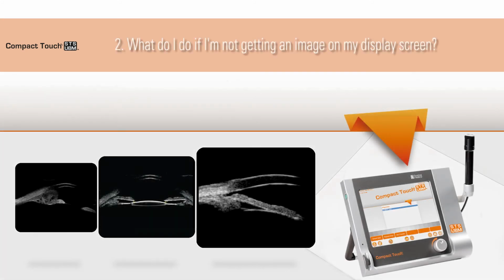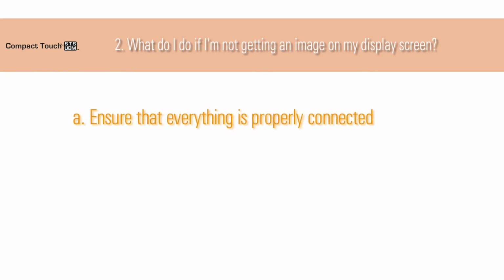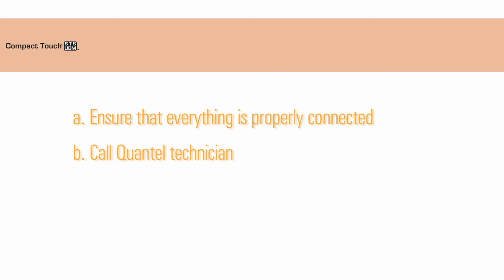2. What do I do if I'm not getting an image on my display screen? If the power turns on and you are able to print an image on the video printer, then the problem is likely a display or connection problem. Ensure that everything is properly connected. If the problem is not resolved, there may be an issue with the monitor display, which needs to be diagnosed by a Quantel technician. If the system does not power on, this indicates an internal power supply failure.